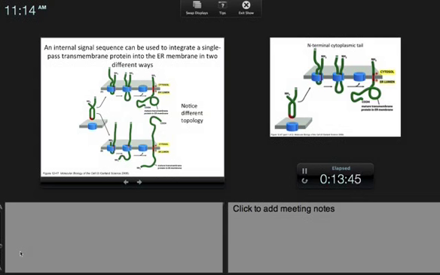And it could be integrated into the ER membrane in 2 different ways, basically just with 2 different topologies, right? In one case, your amino terminus is on the cytosolic side.